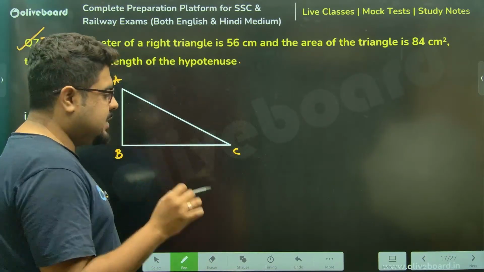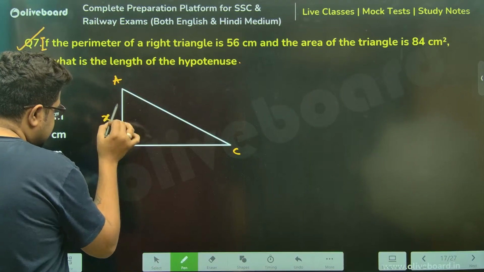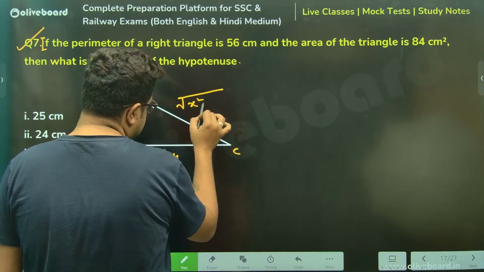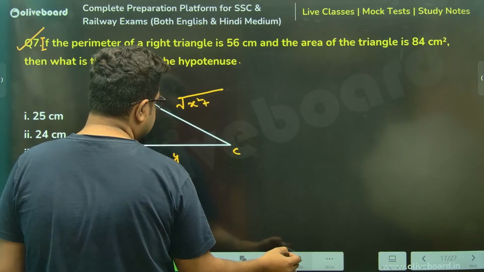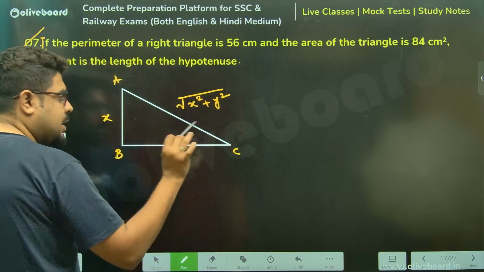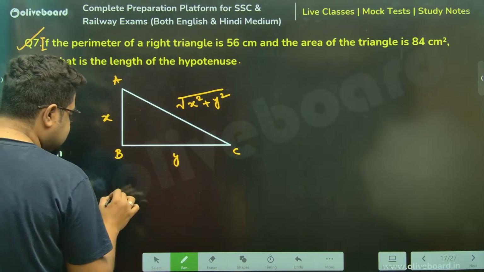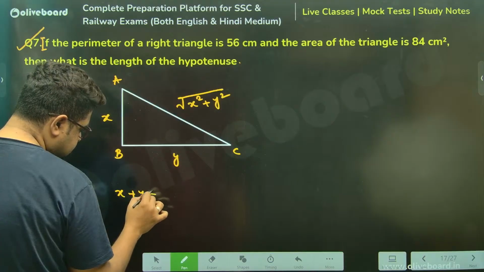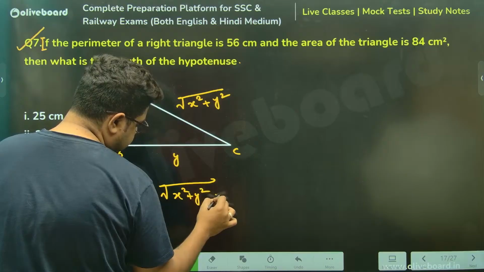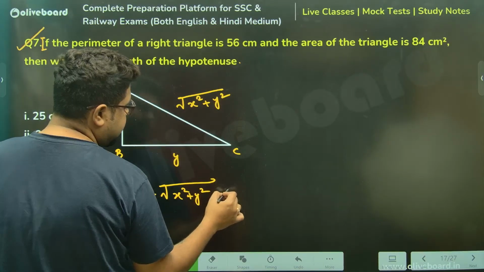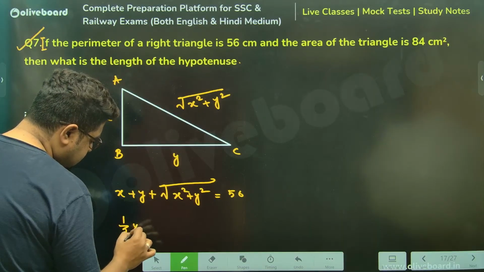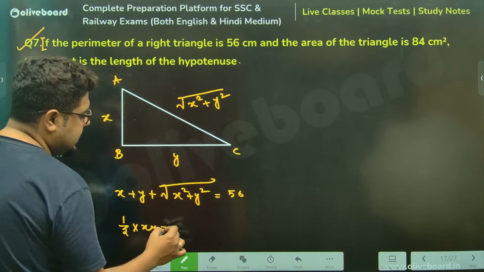I'm just showing you both methods. So this is x, this is y. So they have given you a couple of equations. Perimeter will be, sir, that is equal to 56. Another is area, that is half into x into y, that is equal to 84.